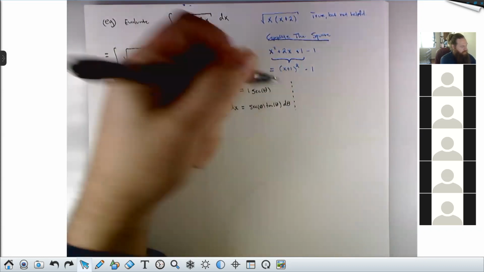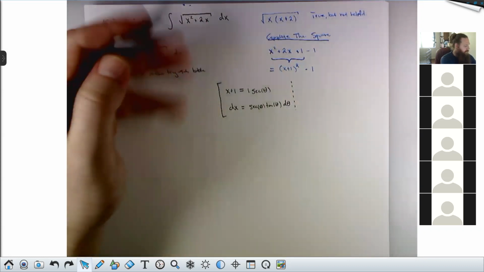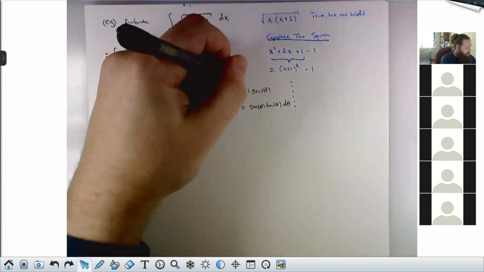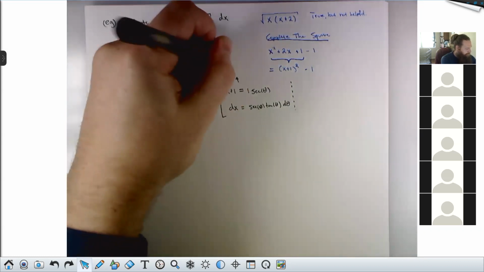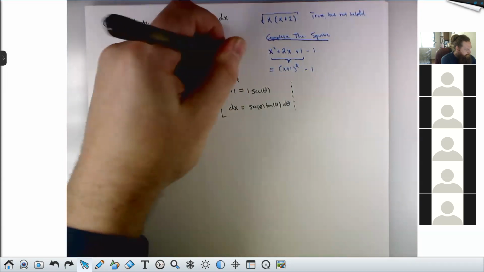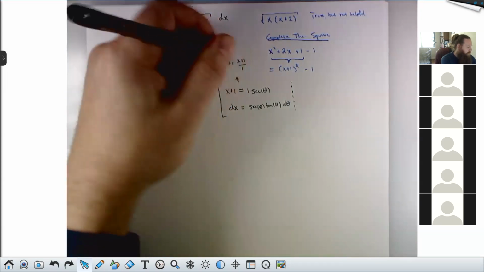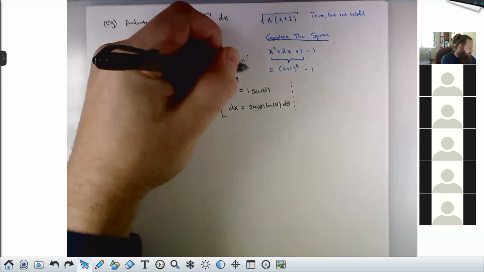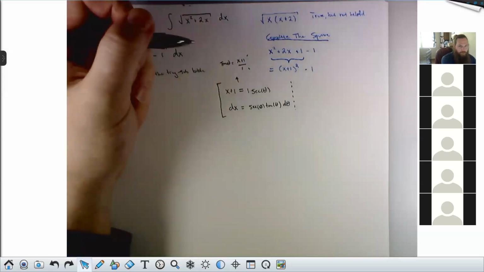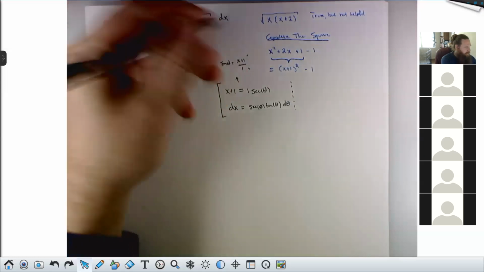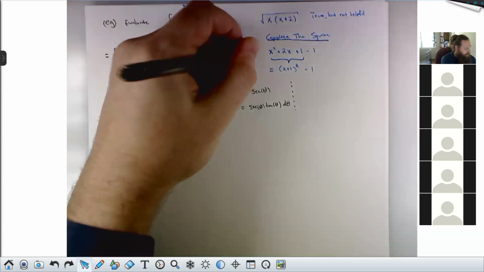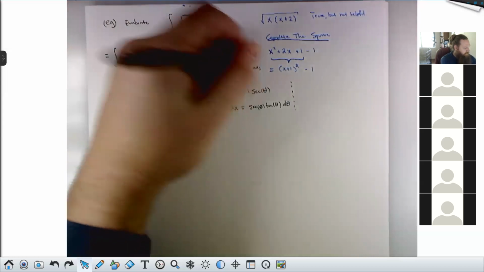We will also draw our triangle at this stage. Secant theta is x plus 1 over 1. So secant is the reciprocal of cosine. Cosine is adjacent over hypotenuse. So this has to be hypotenuse over adjacent.